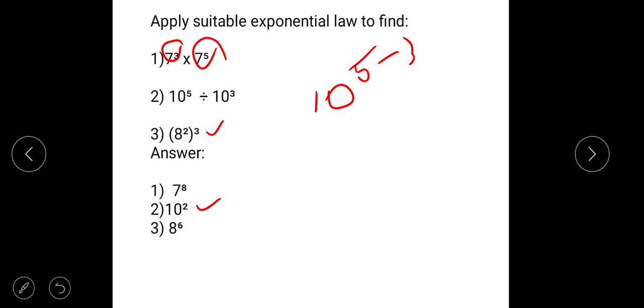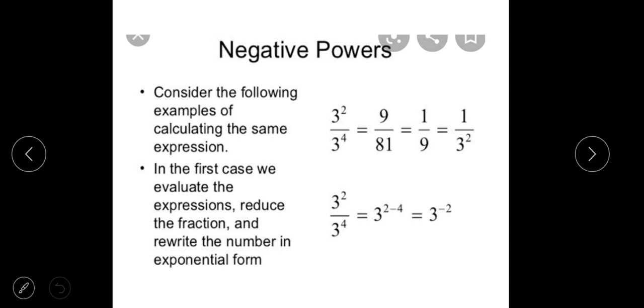so here power of power. So 8 raised to 2 into 3. 8 raised to 6 is the answer, right? Now we go for the next point. When negative powers come, negative powers come.